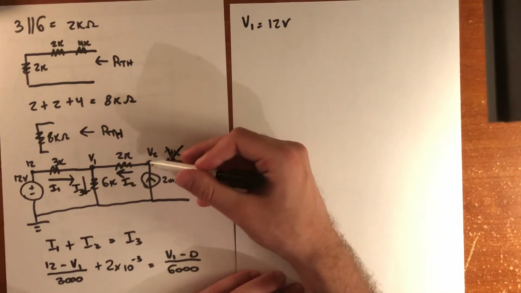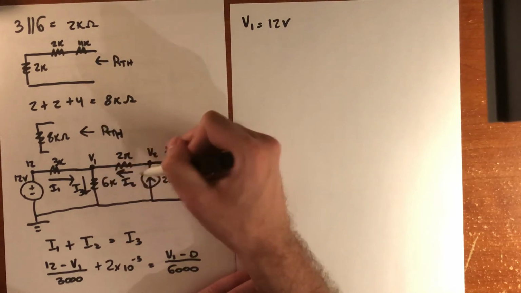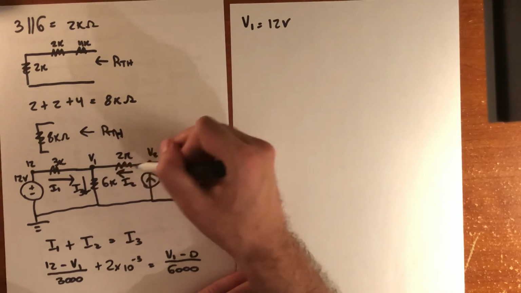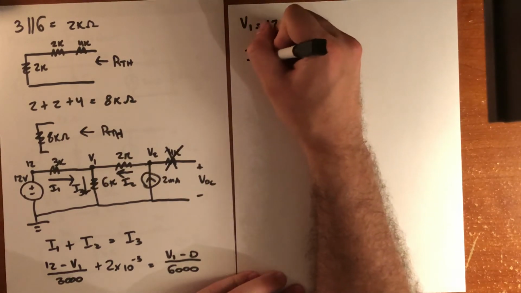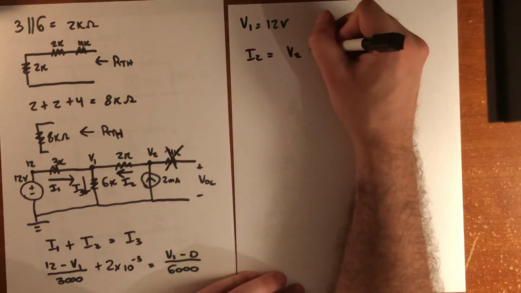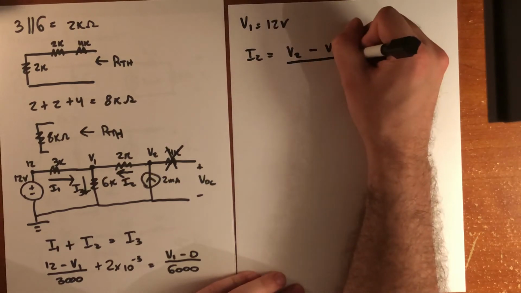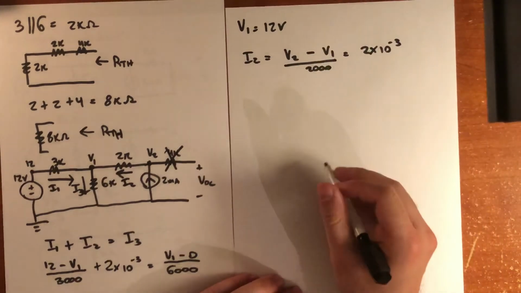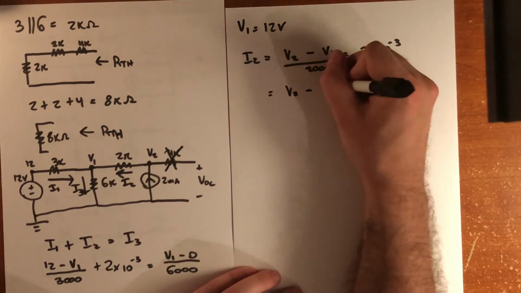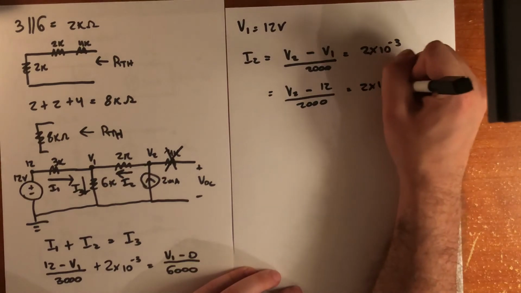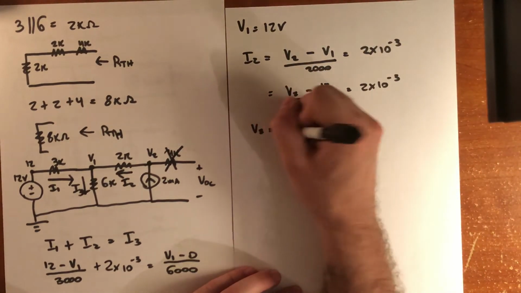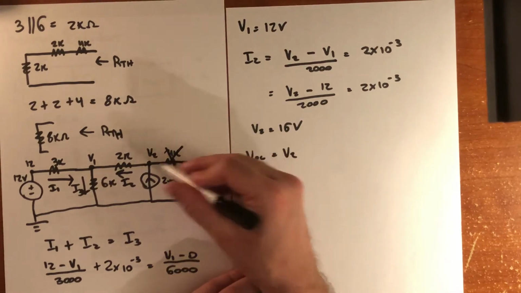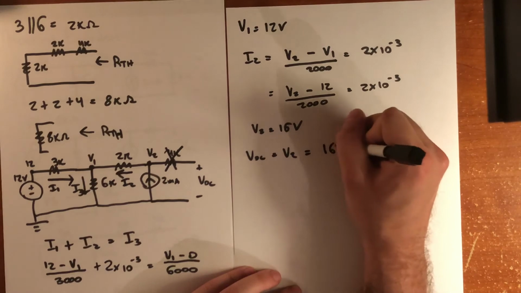Well, we know the current going across the 2K is equal to 2 milliamps. So let's find the nodal equation for this current. I2 is actually equal to V2 minus V1 divided by 2,000, which is equal to 2 milliamps. Well, we know V1 is equal to 12. So V2 minus 12 over 2,000 equals 2 times 10 to the negative 3. Now, if we solve for V2, V2 becomes 16 volts. Well, VOC is actually equal to V2, as you can see here. So VOC is equal to 16 volts.